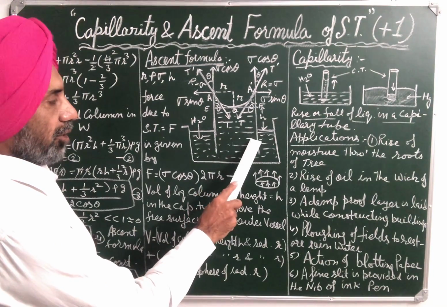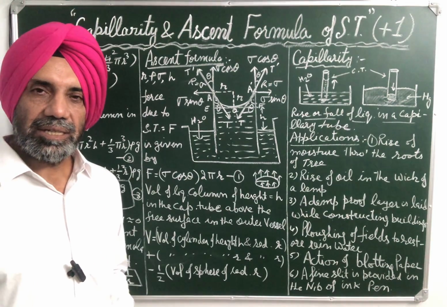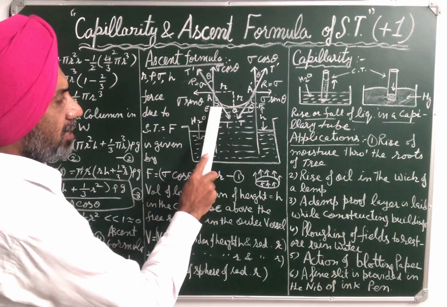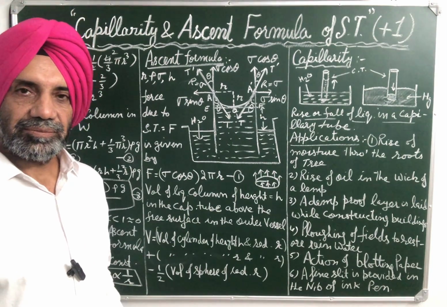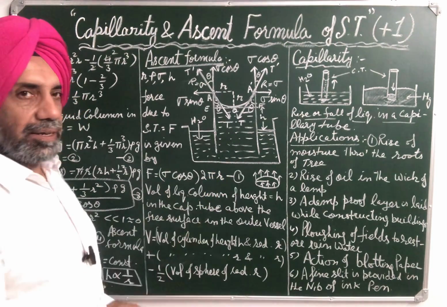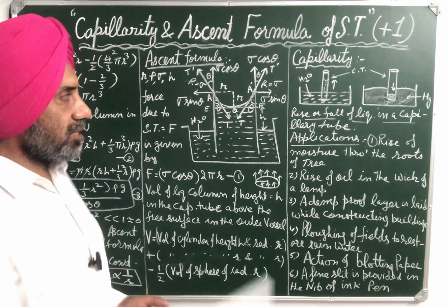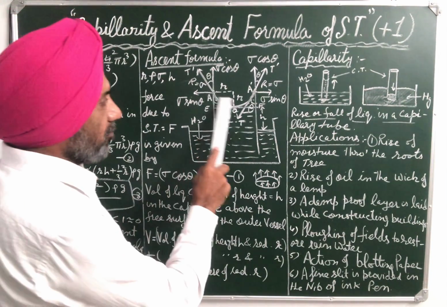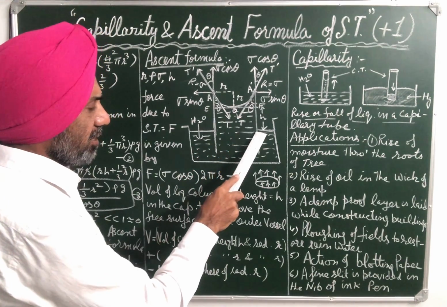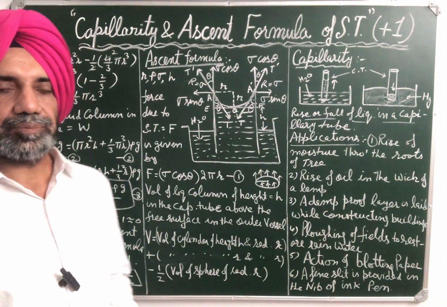Volume of liquid column of height h and radius r, plus volume of liquid column of height r and radius r. But this half of the sphere is empty, so minus half of the volume of the sphere of radius r. So that will give you the exact volume between this meniscus AO dash and the walls of the capillary tube above the free surface in the outer vessel.